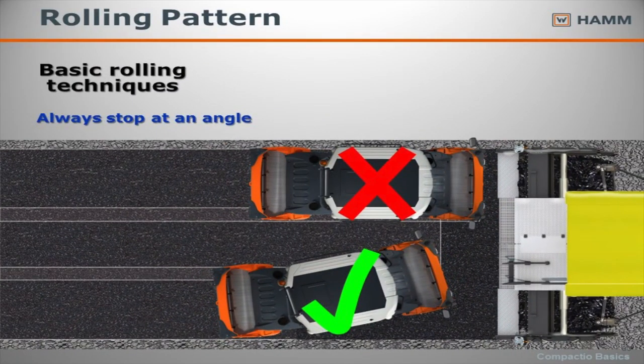All right, some basic roller techniques. Always stop on an angle, whether you're at the paver or the back. The best is if you can come off the mat at any point in time, you don't have to even stop. That's even better yet. But the reason we stop on an angle is when we come back in this direction, we have a better chance of rolling that bump out versus straight on.